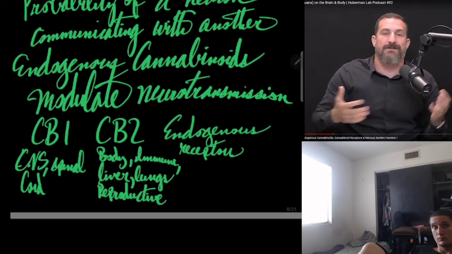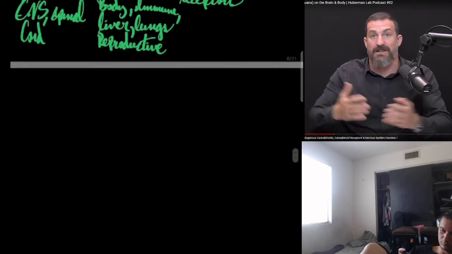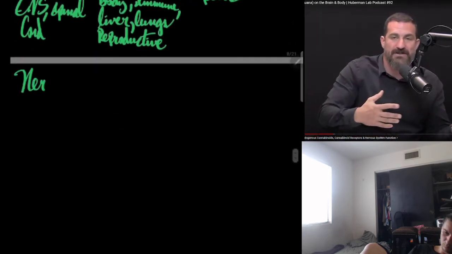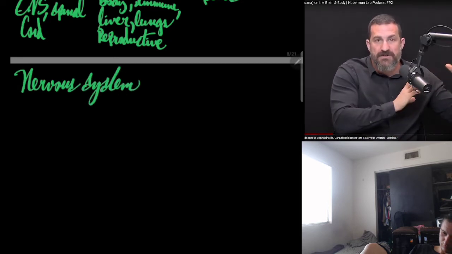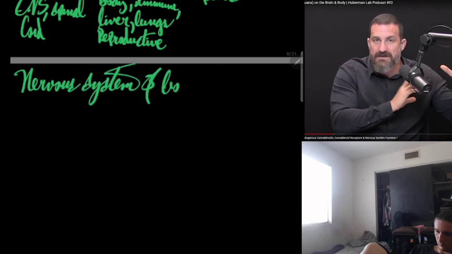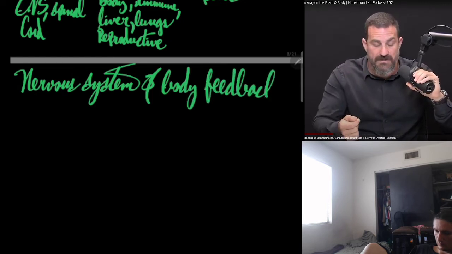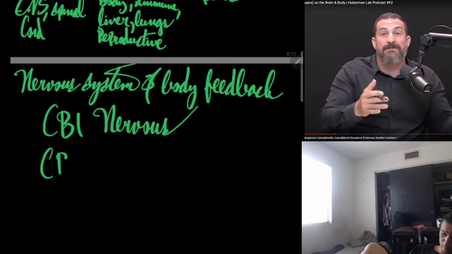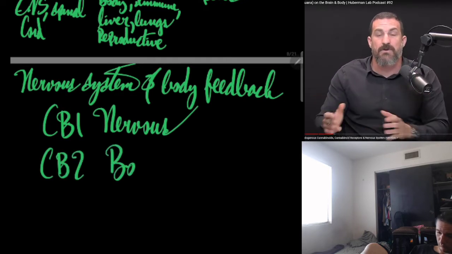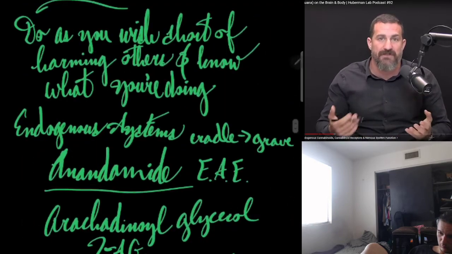Now, in reality, no system of the brain and body is divorced from the nervous system because the nervous system is controlling everything. It is really the master controller and everything's feeding back to the nervous system. So it's a two-way street. But the simple way to think about it is CB1 receptors are mainly in the nervous system and CB2 receptors are mainly in the body, and endogenous cannabinoids, again, AEA, anandamide, and 2-AG, arachidonoyl glycerol, are impacting CB1 and CB2 receptors. Today, we're mainly going to talk about CB1 receptors because they are the ones that are responsible for most of the familiar effects of cannabis.